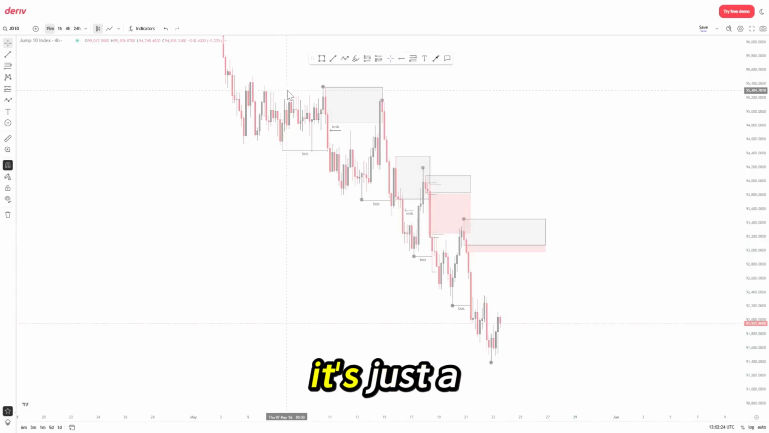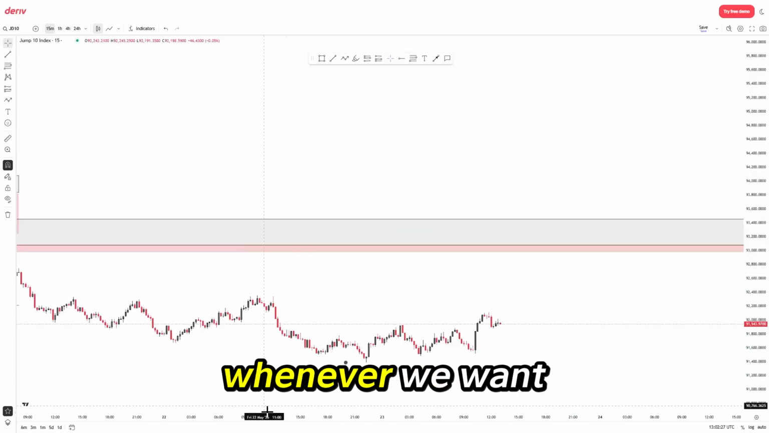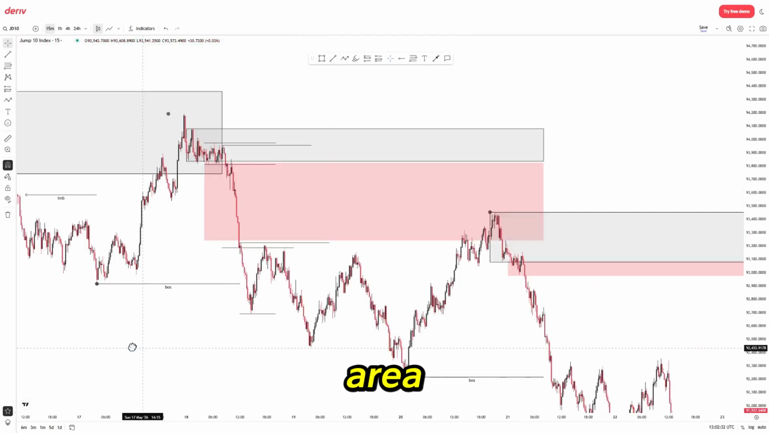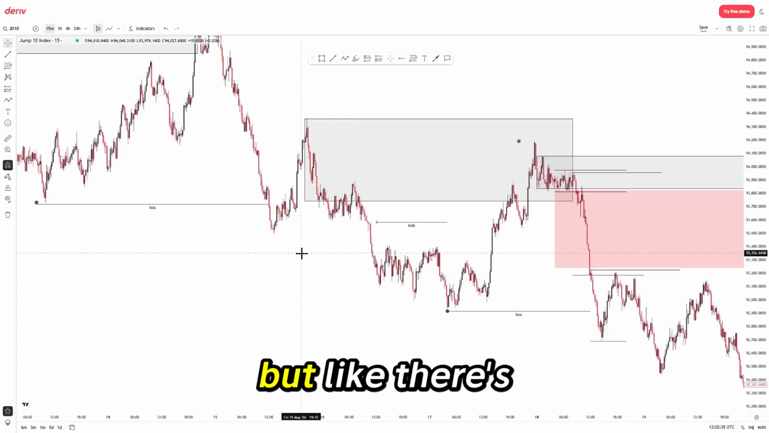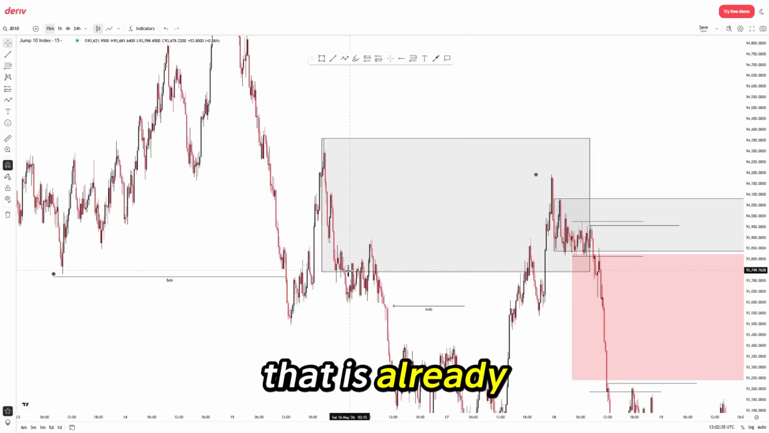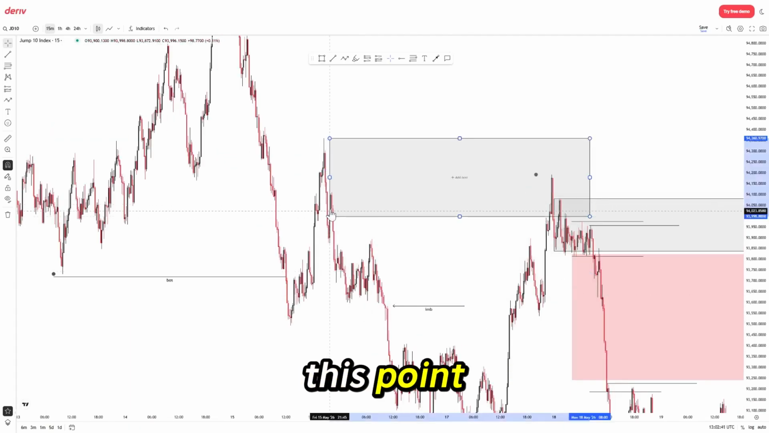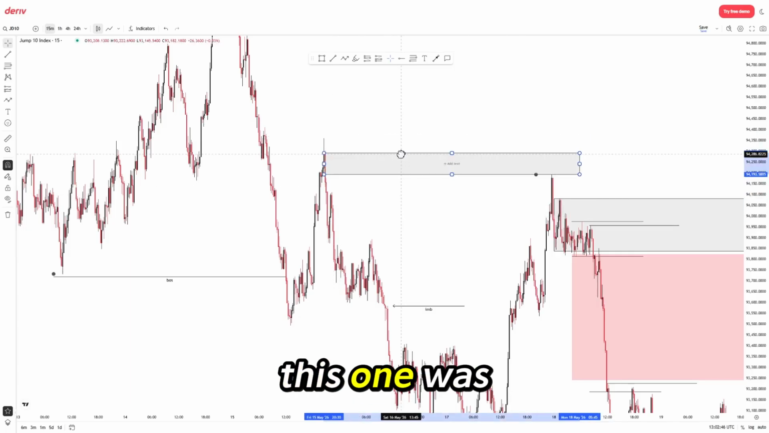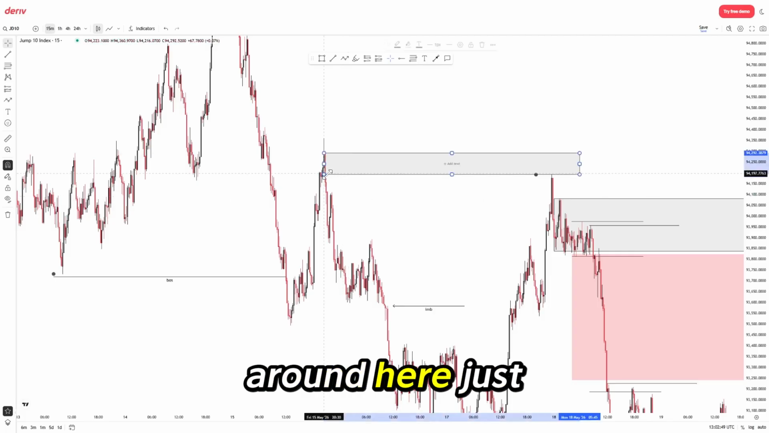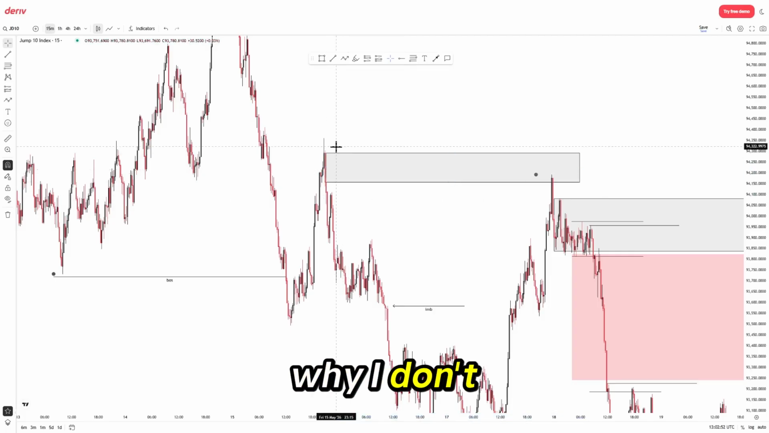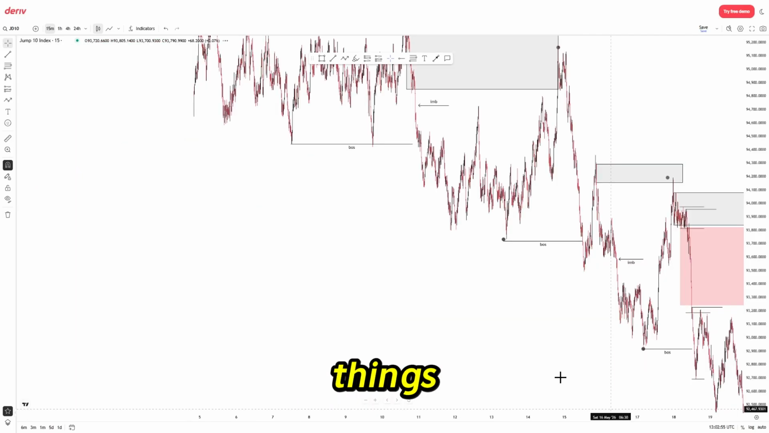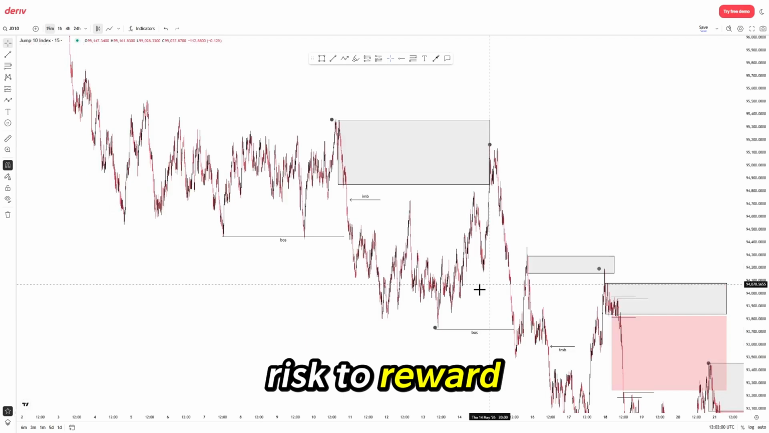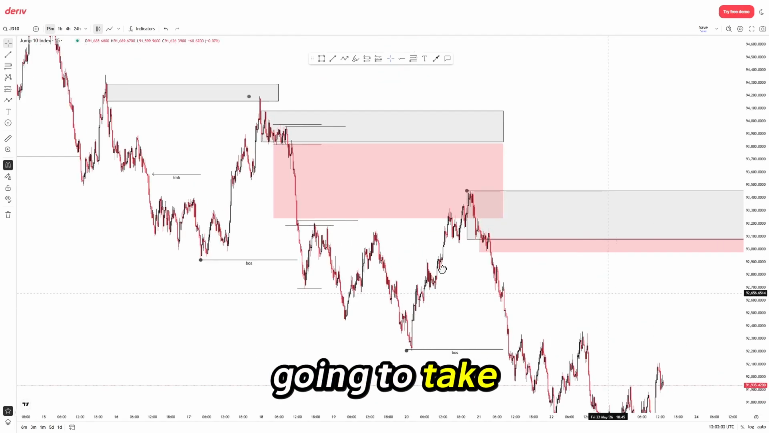So the 15-minute is just the filtering time frame that we use whenever we want those sniper entries. So as you can see right here, this is the fair value gap area, and you can refine it if you want to refine it, but like there's no need to refine something that has already moved. So as you can see from this point, we had this as our first supply zone, of which it was not respected. This one was a bit respected around here, just like that. So that is why I don't like classifying all these things, whereby I just try to make them a bit smaller so that I can get good risk to reward. Doesn't work like that, just because you're going to take a lot of losses.